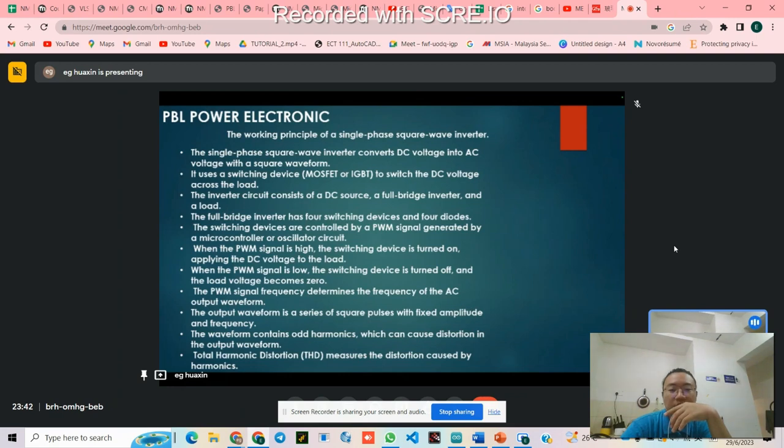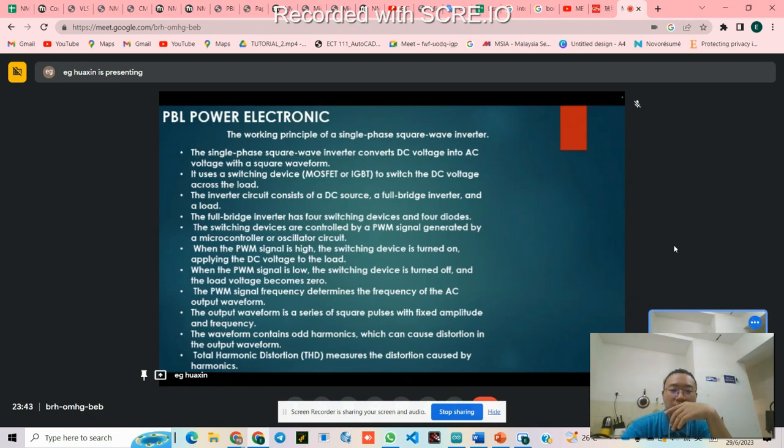The output waveform of a single-phase square wave inverter is a series of square wave pulses with a fixed amplitude and frequency. The waveform contains odd harmonics, which can cause distortion in the output waveform. The total harmonic distortion (THD) of an output waveform is measured by the distortion caused by the harmonics. So, in conclusion, the working principle of a single-phase square wave inverter involves the switching of DC voltage across the load while using a full bridge inverter and a PWM signal.